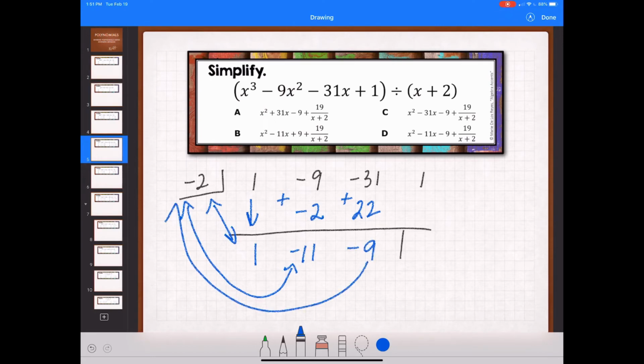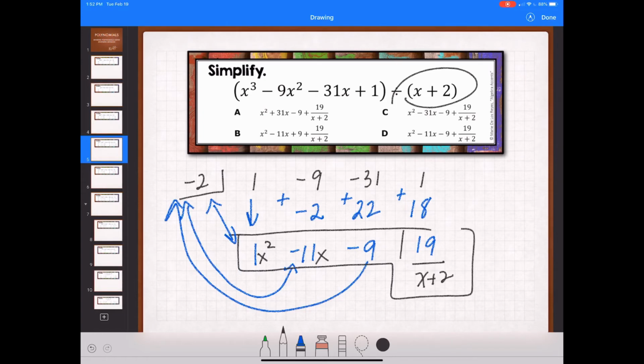And then we're going to multiply again. That gives us positive 18, and then we're going to add. That gives us positive 19. So this is our remainder over the original divisor of x plus 2. First number is the constant, second number is the x term, third number is the x squared term, and that's going from right to left. And since 19 is positive, you're going to connect it with a plus sign. So your correct answer is x squared minus 11x minus 9 plus 19 over x plus 2.